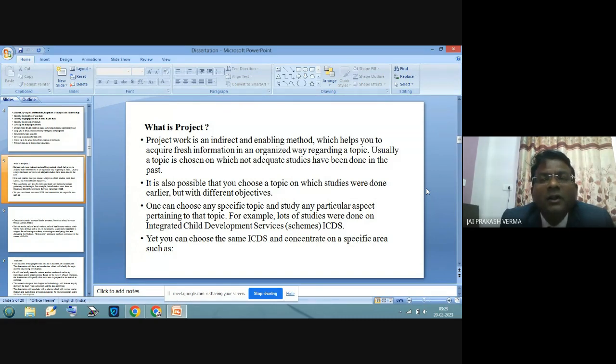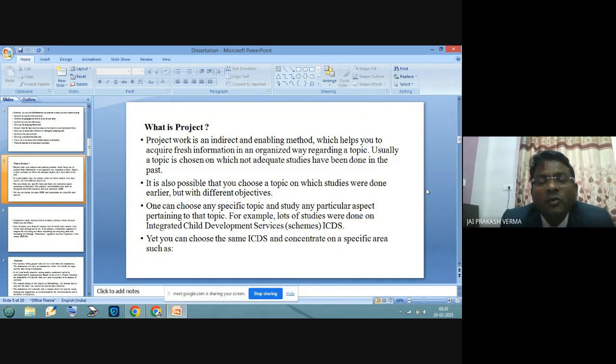You can study the livelihood pattern of rural areas and what type of challenges are there. Some schemes of the government, like one of the most important schemes of the Government of India, I'm just taking an example: Integrated Child Development Services, ICDS, and many people have already worked on this scheme. So you can choose the schemes which are running in your particular country.